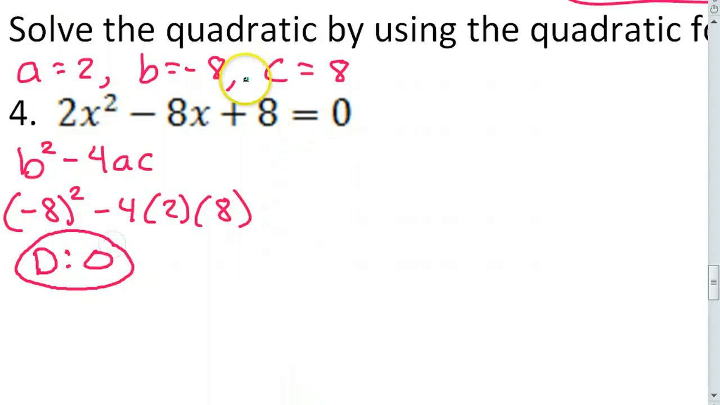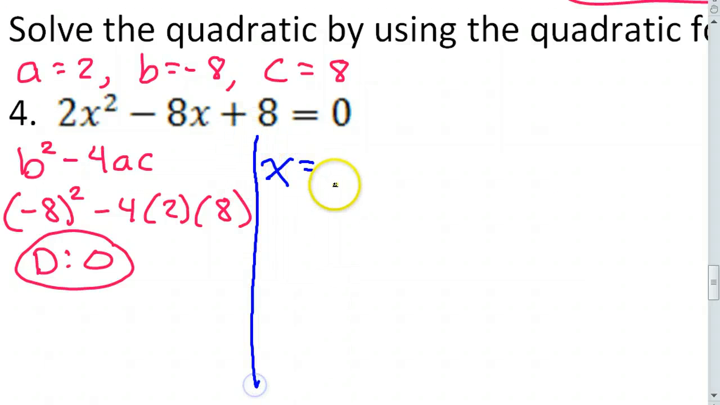Okay, so keep that in mind as you do the rest of the problem. So x is going to equal the opposite of b. So b is negative 8, so the opposite of b is positive 8, plus or minus the square root all over 2a. 2 times 2 is 4.